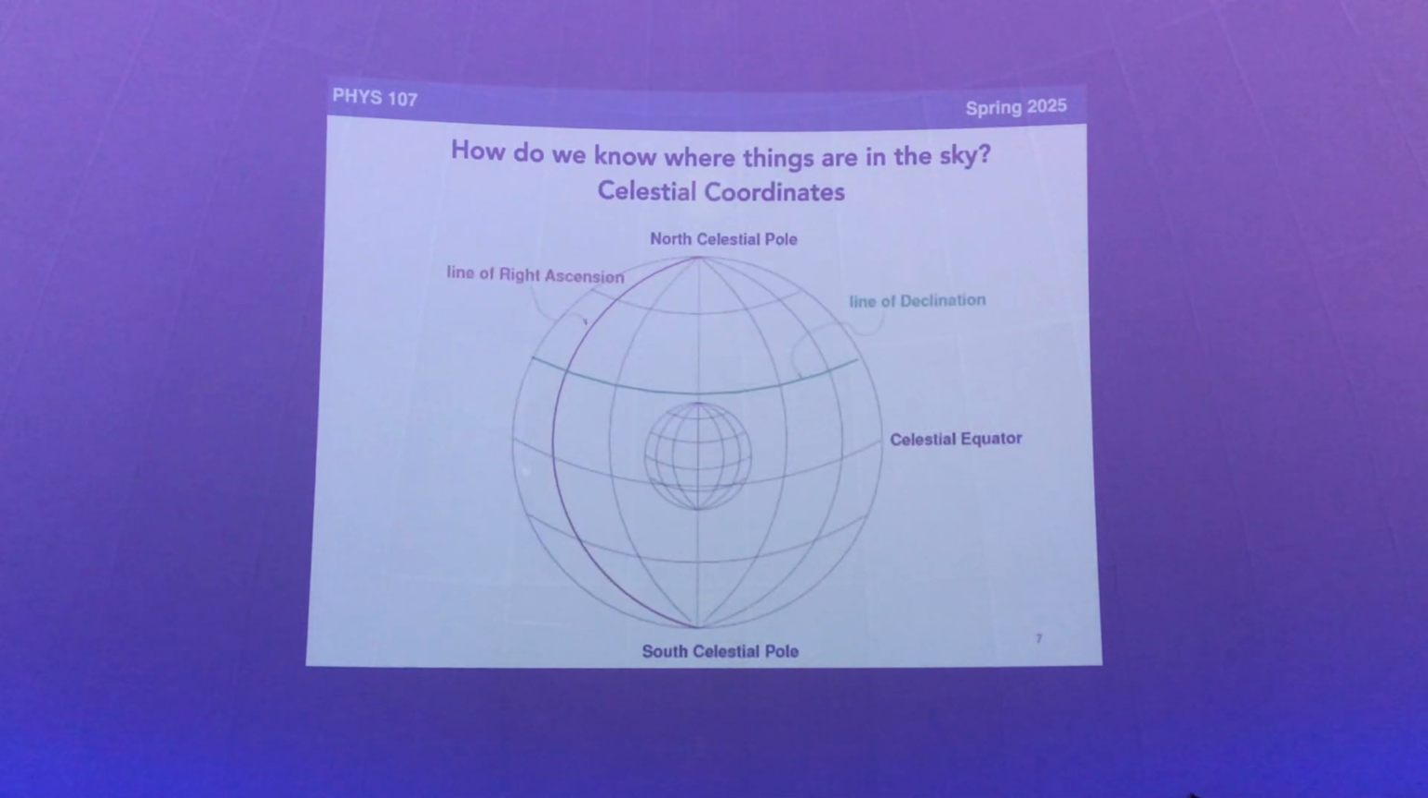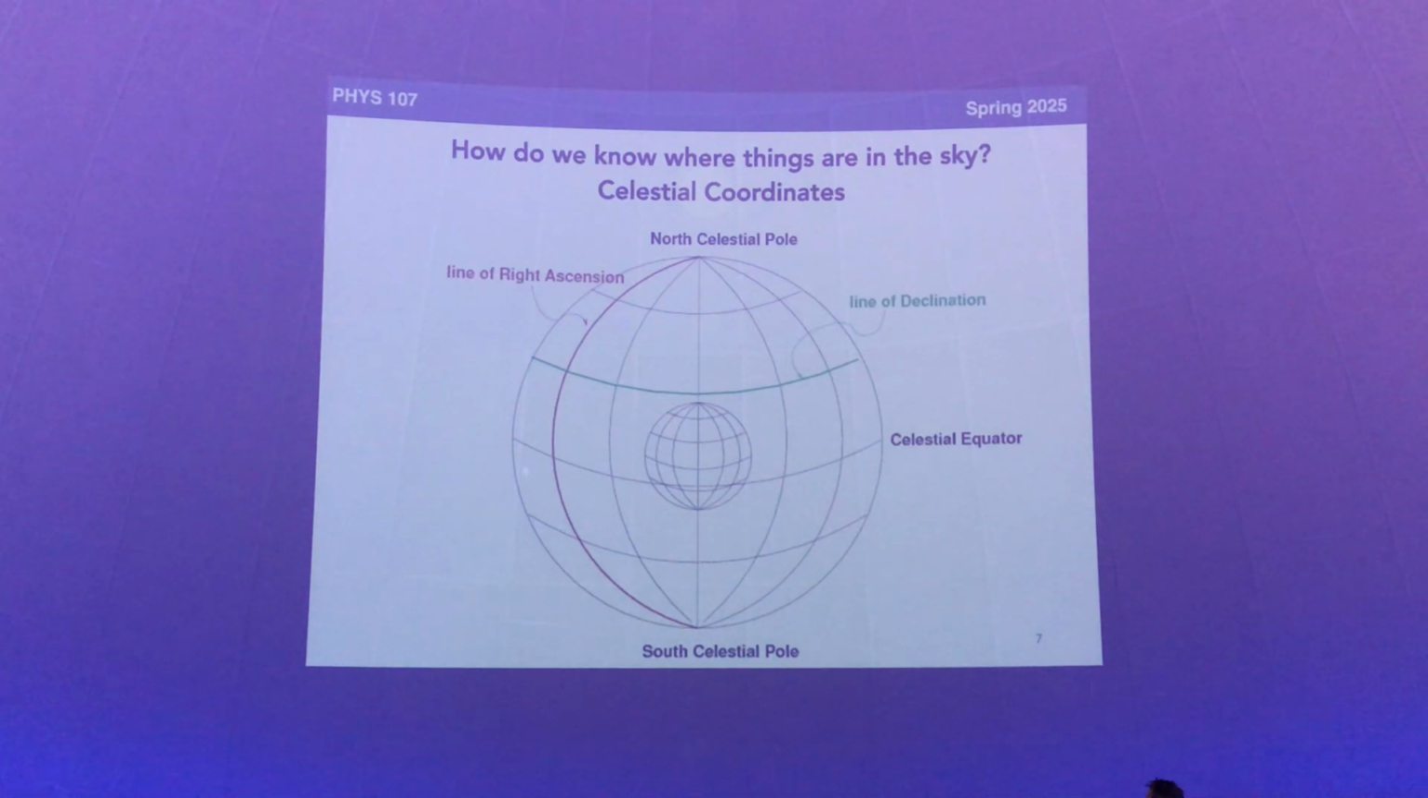So yes, we took that and projected that onto the sky. So we have the North Celestial Pole, the South Celestial Pole, we have a celestial equator, and then we have lines of declination and right ascension. So the equivalent is right ascension along the equator, and then above the equator, the number of degrees is declination, or negative degrees if you go below the equator.